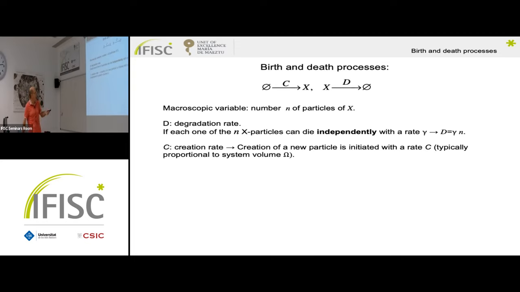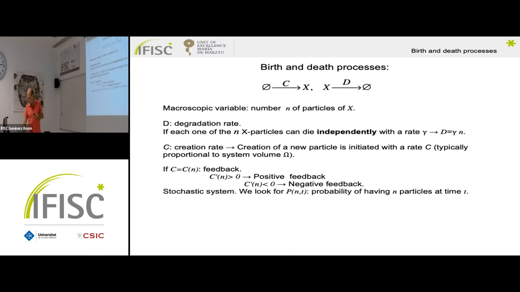You have the creation rate, which typically depends on a system volume and can depend on other things. If this creation rate depends on the number of particles, we talk about feedback. The feedback can be positive: the more particles there are, the higher the rate of creation. And it can be negative: the more particles there are, the smaller the rate of creation.